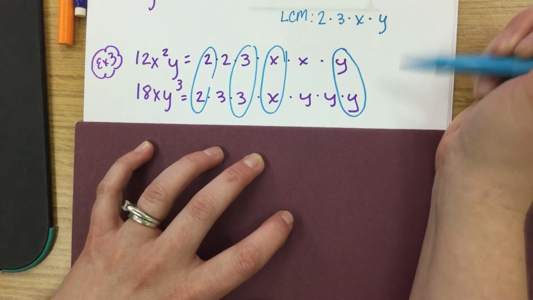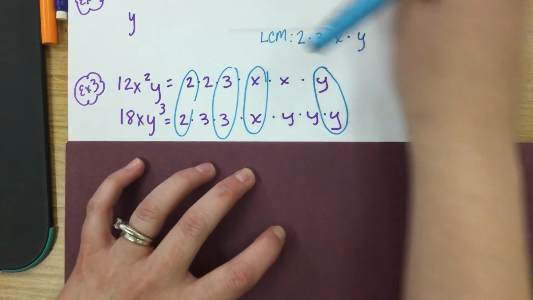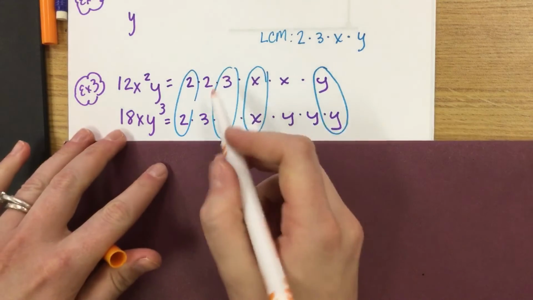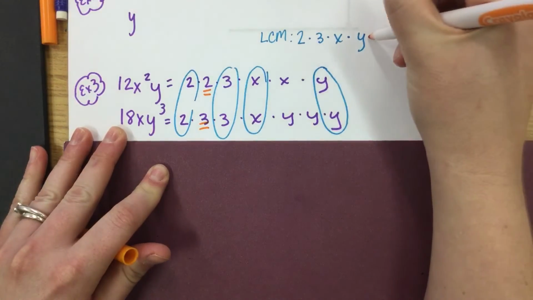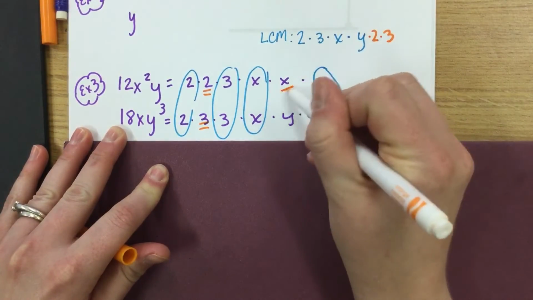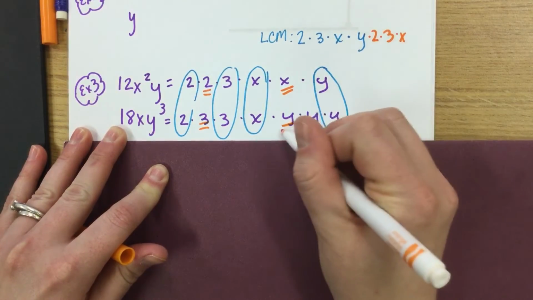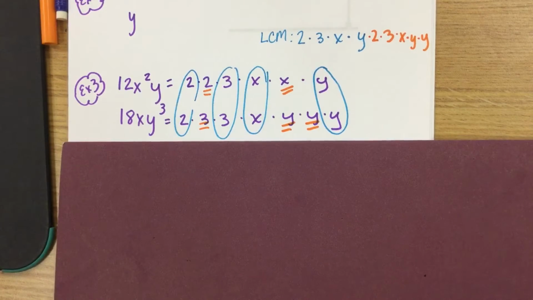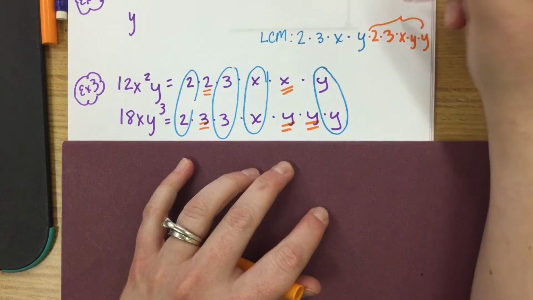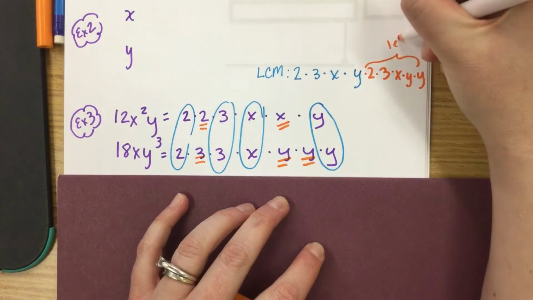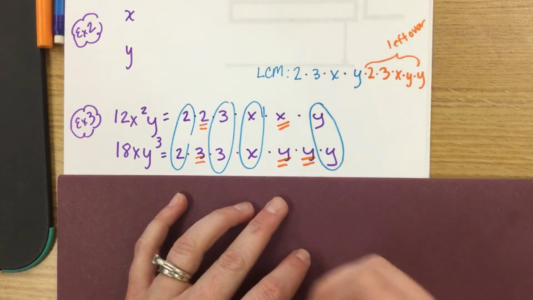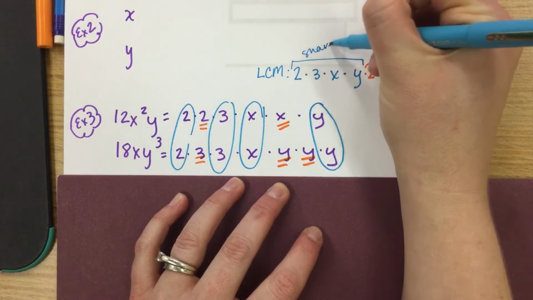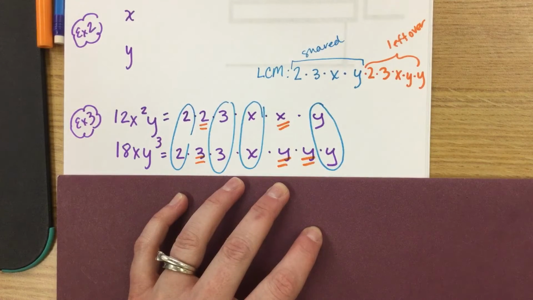Well, now what I need to do is look and say, okay, what's left over? So when I'm looking for the ones that are left over, 2 is left over, 3 is left over, x is left over, and both of those y's are left over. So what I have here is what I call the leftovers. Sorry, it's not food. And then I also have the shared factors, what they had in common. So I'm always looking for what is shared and what is left over.